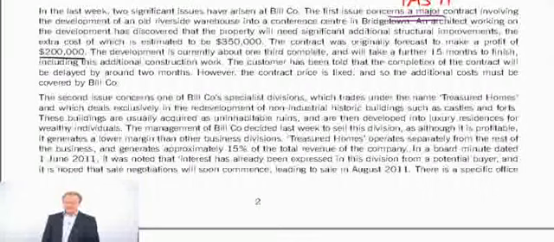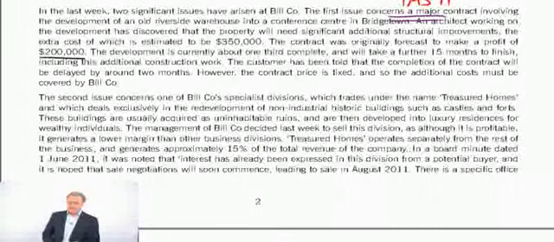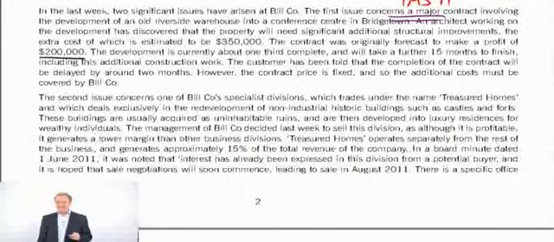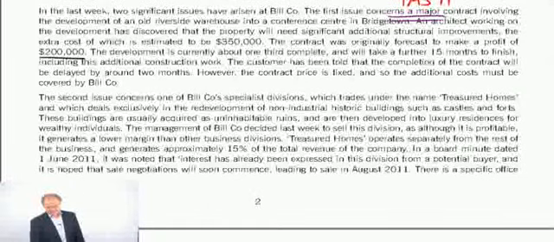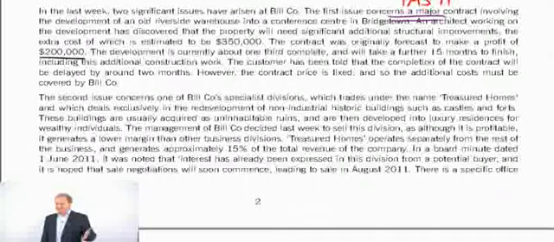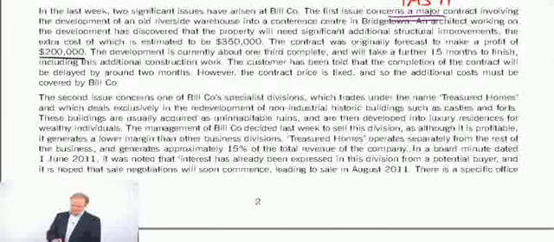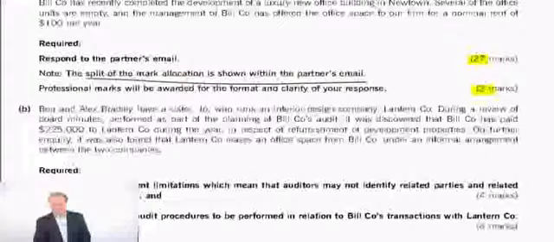The development is currently about 1/3 complete. Now remember, the year end hasn't happened yet, but is close. So probably this will be about 1/3 finished at the year end. It's got a further 15 months to go, including the additional construction work, so that's not been done yet. The customer has been told that the completion of the contract will be delayed by about 2 months. However, the contract price is fixed, so the additional costs must be covered by bill.